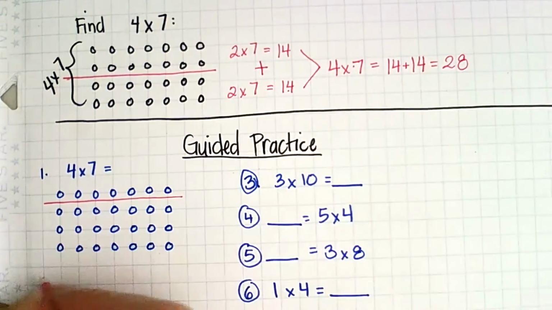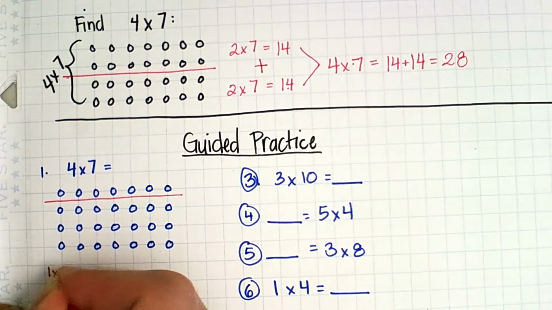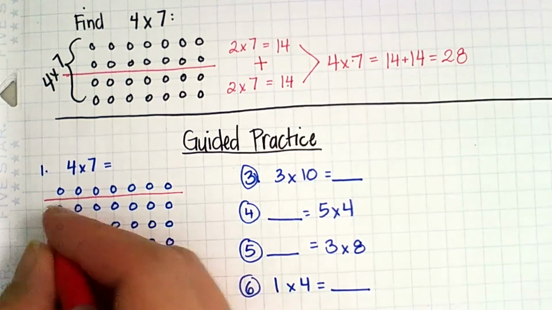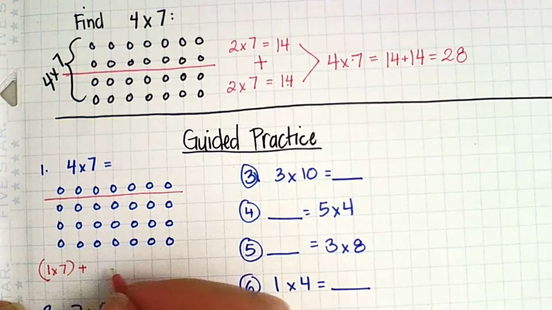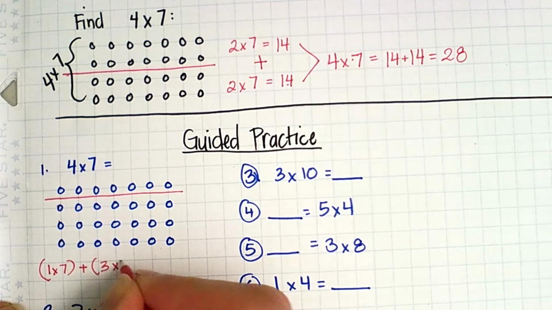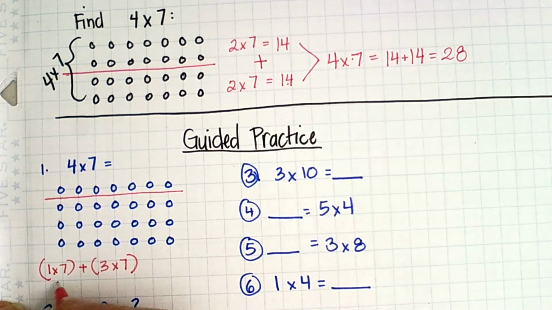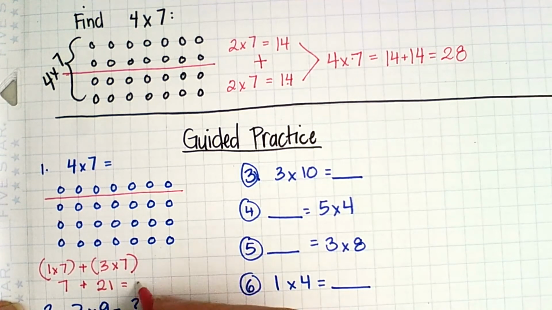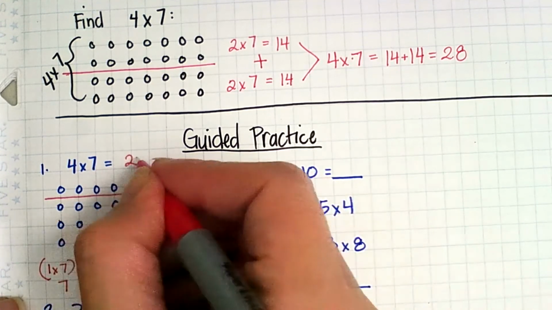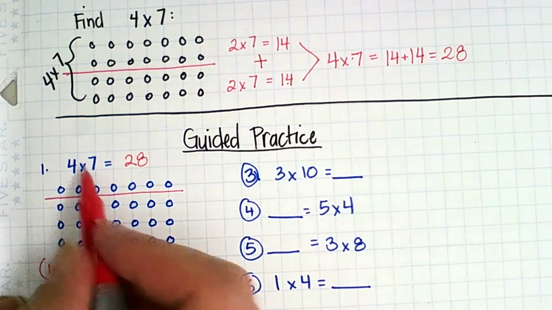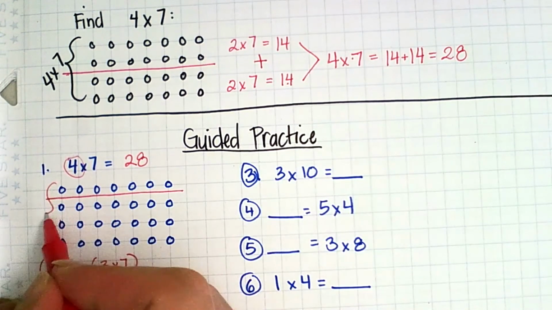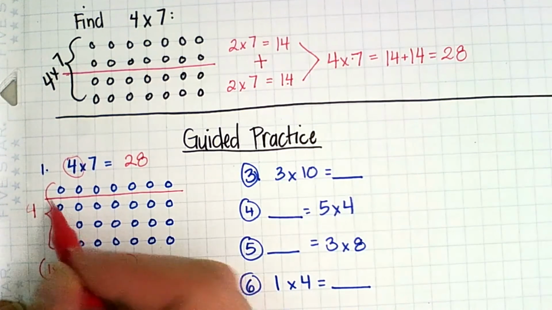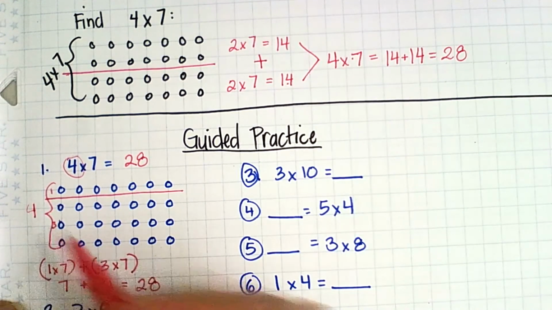So 4 times 7 is going to equal 1 times 7 plus 1, 2, 3, 3 times 7. So I know 1 times 7 is 7, and 3 times 7 is 21. So 4 times 7 is going to equal 28. So over here, 4 times 7 is equal to 28. So I took that 4, because all of this together was 4, right? I split it into 1 and then 3 more.